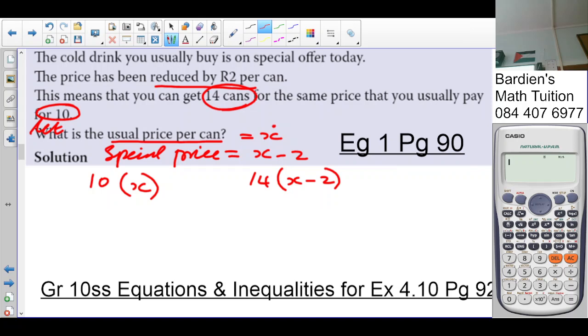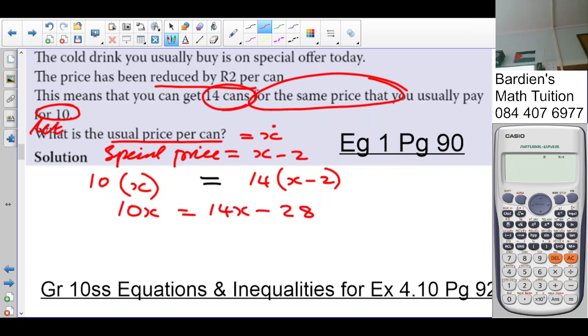But what did they tell us, importantly? That the prices are the same. So here it says, this means to say you can get 14 cans for the same price. So if it's the same, then they are equal. There we go. And then what did we do? We set up an equation. You can understand? Right.